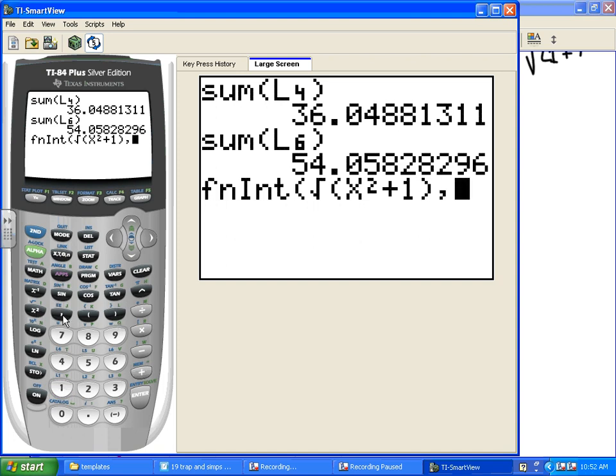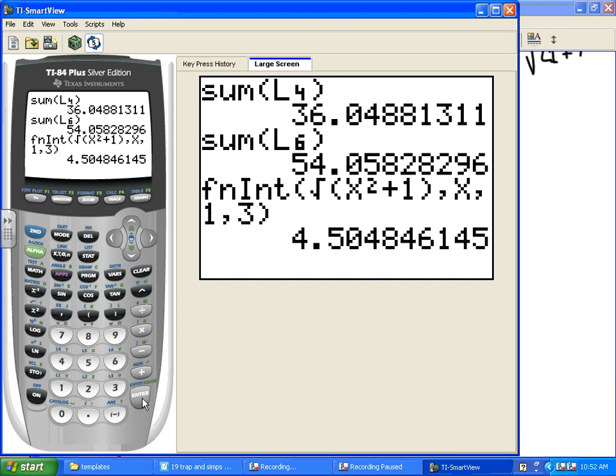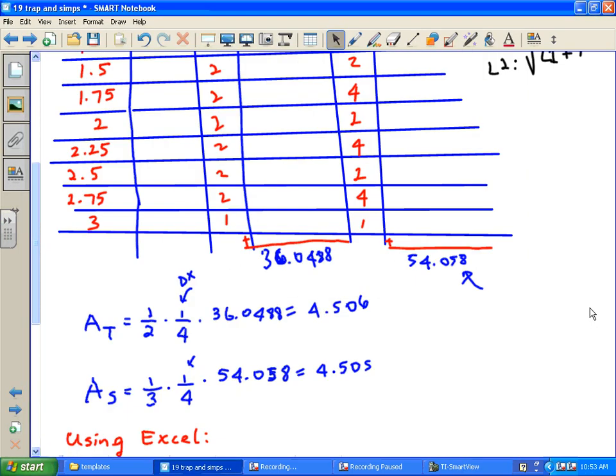Do you remember the arguments for the function integration command? You put the function you're integrating, comma, the variable x, comma, the limits, in this case 1 to 3, right? 1, comma 3, of course. Close the parentheses and press enter. So the calculator gives us, let me see, how different is that? 4.504846. So to the number of decimals displayed here, we got the same answer as the calculator, basically, right? So this one was slightly off, but again, both methods are yielding a pretty good answer for this question.